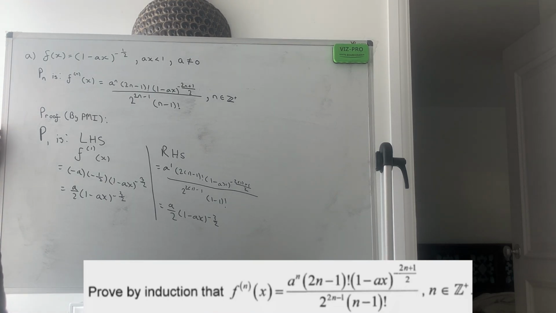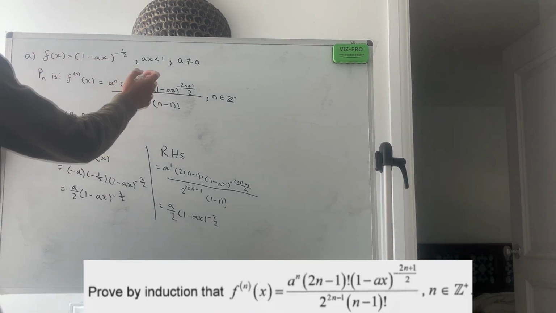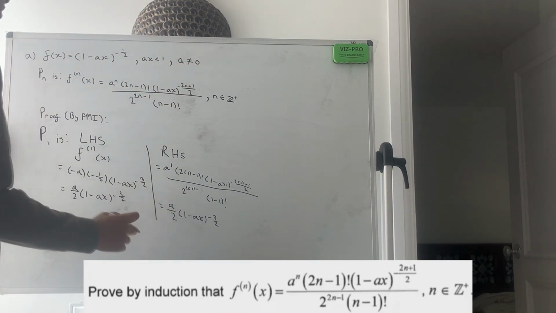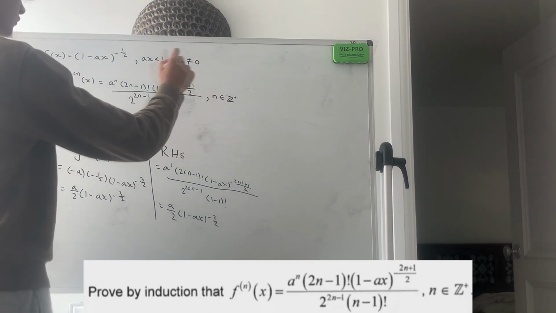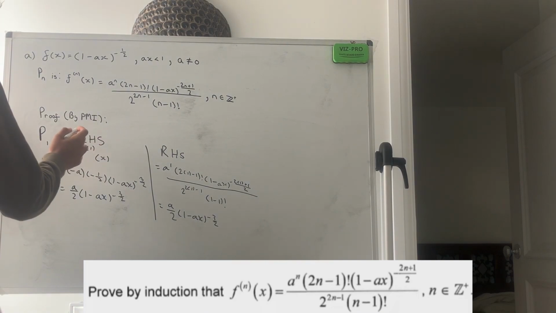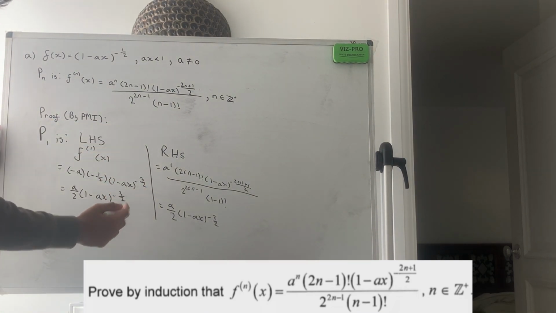In question 12 part A, we're given f of x equals this function, ax is less than 1, a cannot equal 0, and we're asked to prove by induction that the nth derivative of f of x is given by this horrible formula. So, as I always start my induction proofs, proof by PMI, principle of mathematical induction.